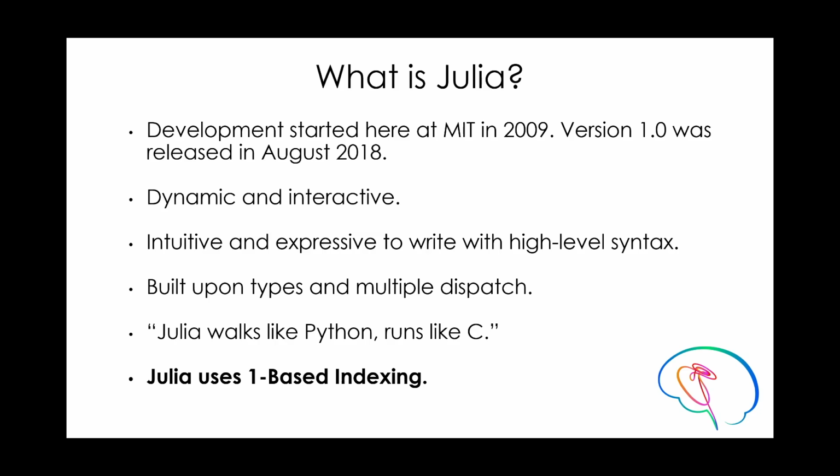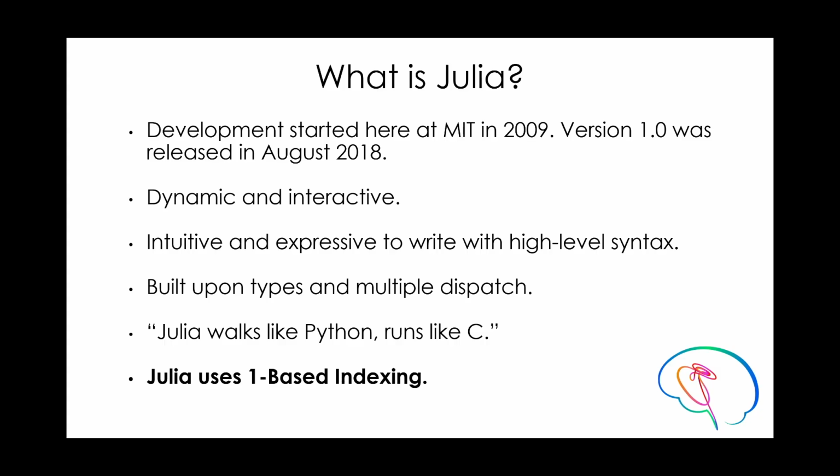Julia development started right here at MIT in 2009. That was the very early days, and version 1.0 got released almost 10 years later in August of 2018. And Julia has been growing basically throughout that time, from 2018 onwards, and we'll see some numbers on that. So Julia is a dynamic interactive language. It's intuitive and it's expressive, where you can easily write high-level syntax. And essentially, by high-level syntax, I mean anything that's not close to machine code, as for instance C is.